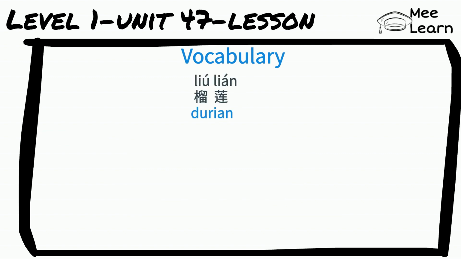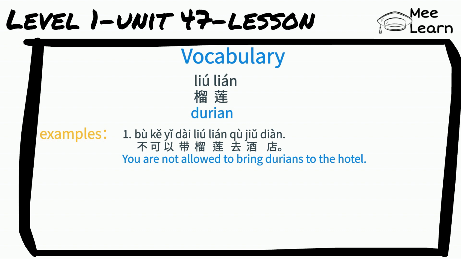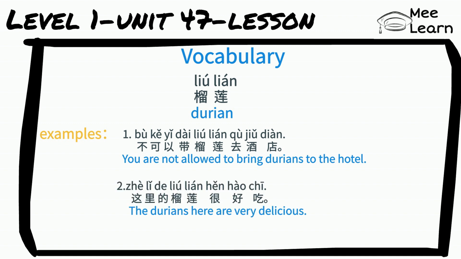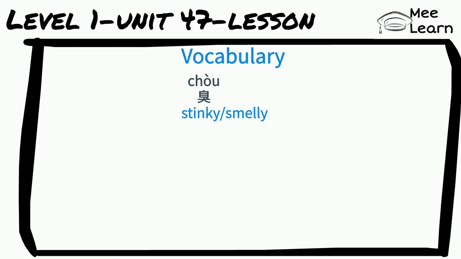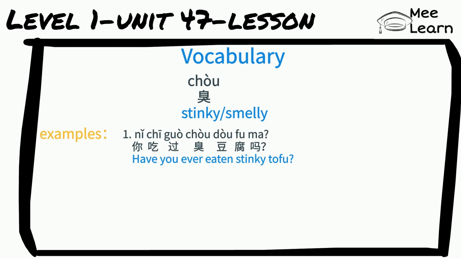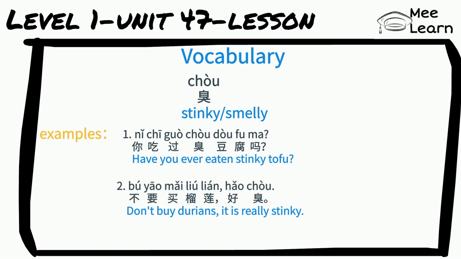榴莲 durian. For example, 不可以带榴莲去酒店 You're not allowed to bring durians to the hotel. 这里的榴莲很好吃 The durians here are very delicious. 臭 stinky or smelly. For example, 你吃过臭豆腐吗 Have you ever eaten stinky tofu? 不要买榴莲好臭 Don't buy durians. It's really stinky.